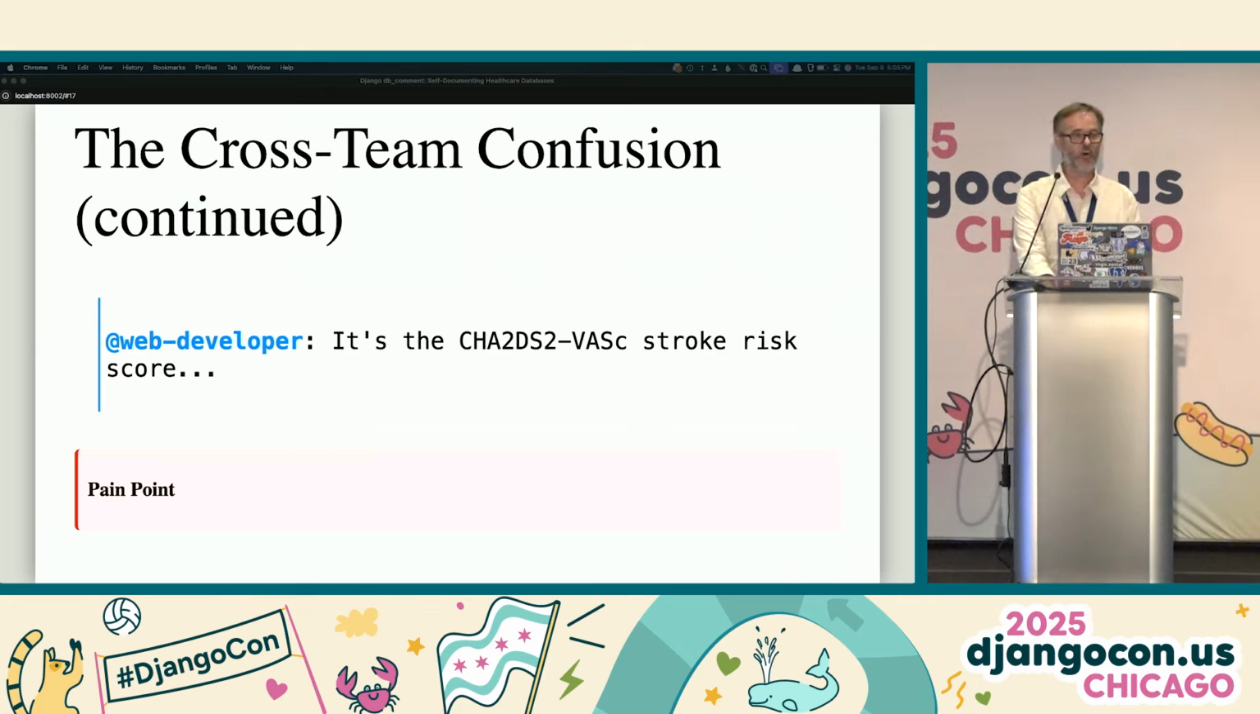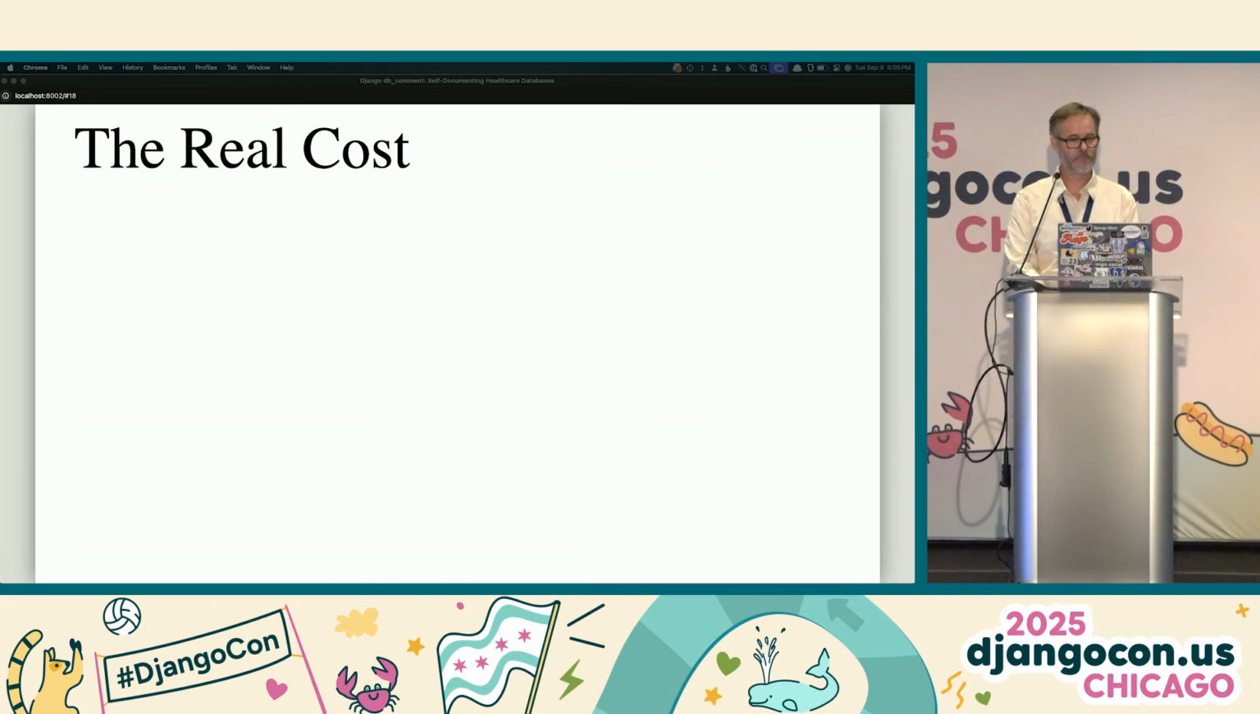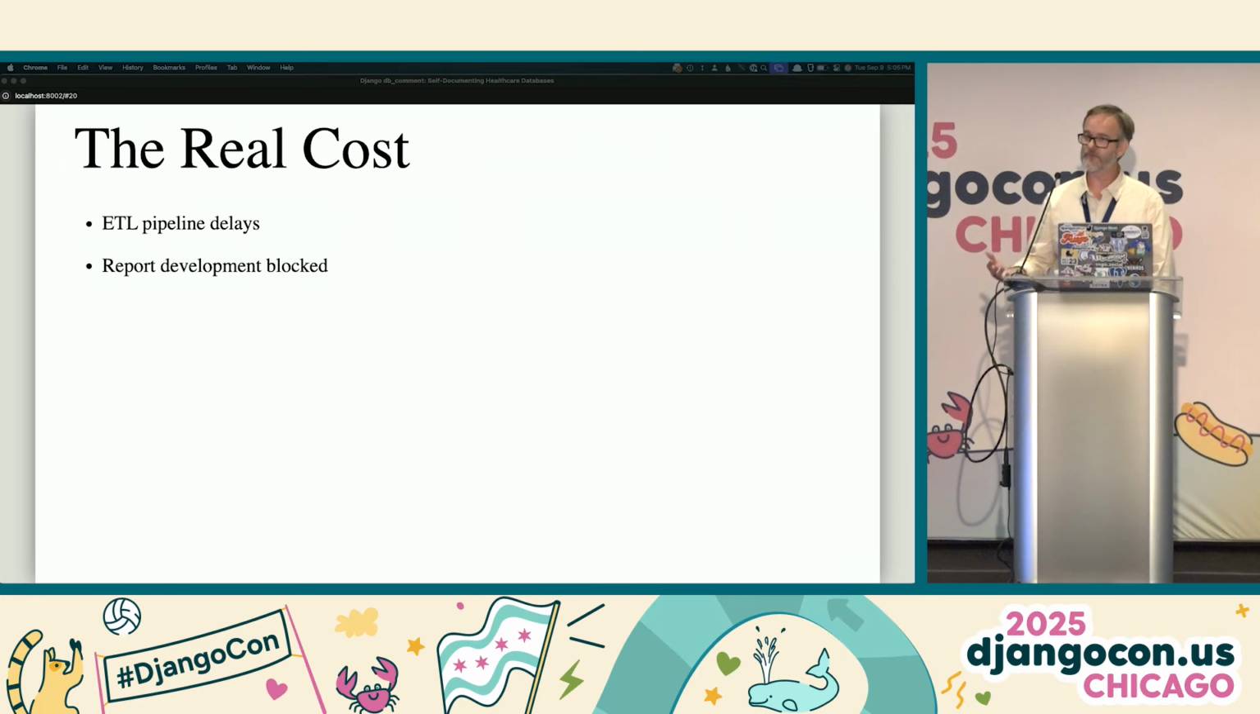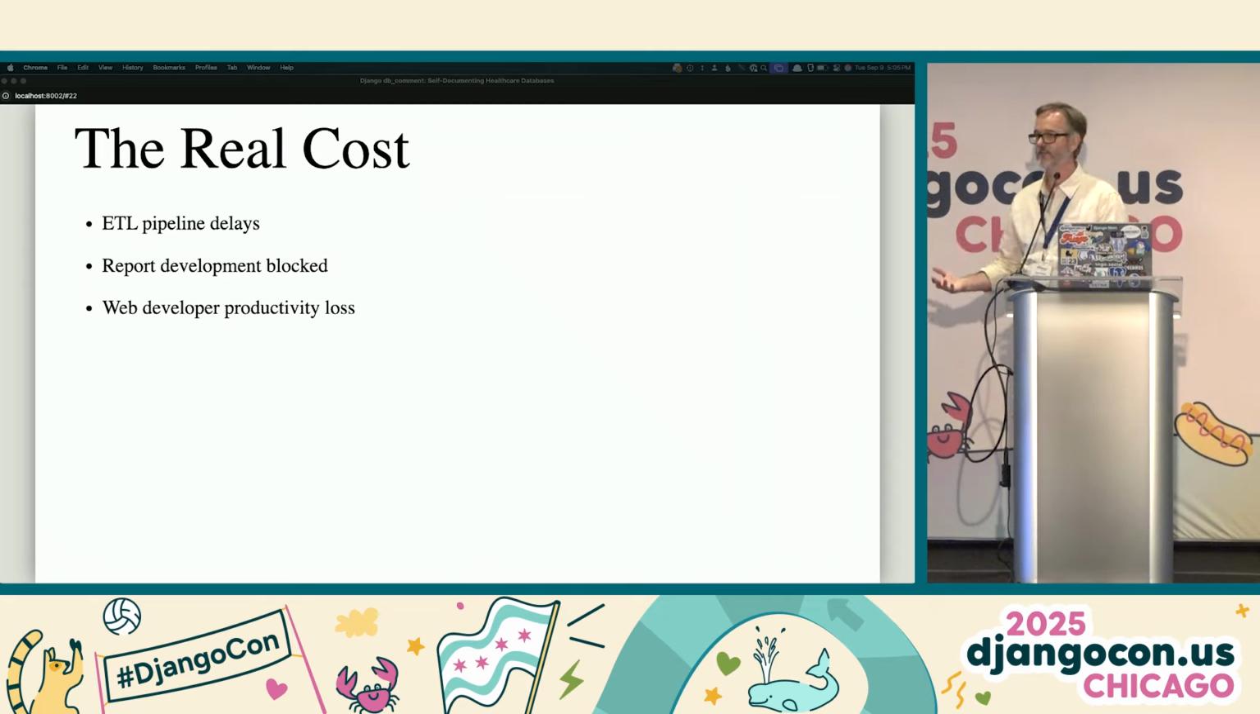So this is a pain point, right? We had to wait a while to get to this answer, and we still have no clue what this field actually means, why it's important. And so there's a real cost here. There are delays in our ETL pipeline. The report developer was blocked on updating the dashboard. There was web productivity loss here as well as they consulted their notes, tracked down the business analyst and talked to them, tracked down a subject matter expert and talked to them. So it's not just a minor inconvenience, right?